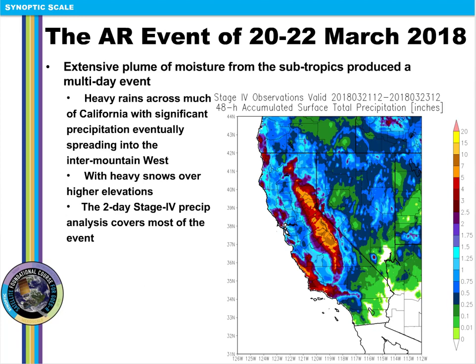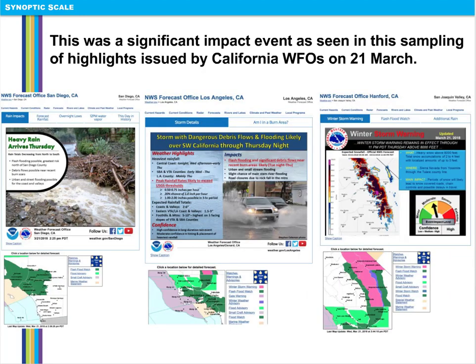Here's a brief review of the March 2018 event we'll be looking at. We show the 2-day stage 4 precipitation, which was considerable, over 5 inches and even close to 10 inches in the mountains, with the precip extending quite far inland and very heavy snows over the higher elevations. This turned out to be a significant event, as we can see from these weather story pages from some of the affected WFOs. Hit the pause button if you would like to look at these further.